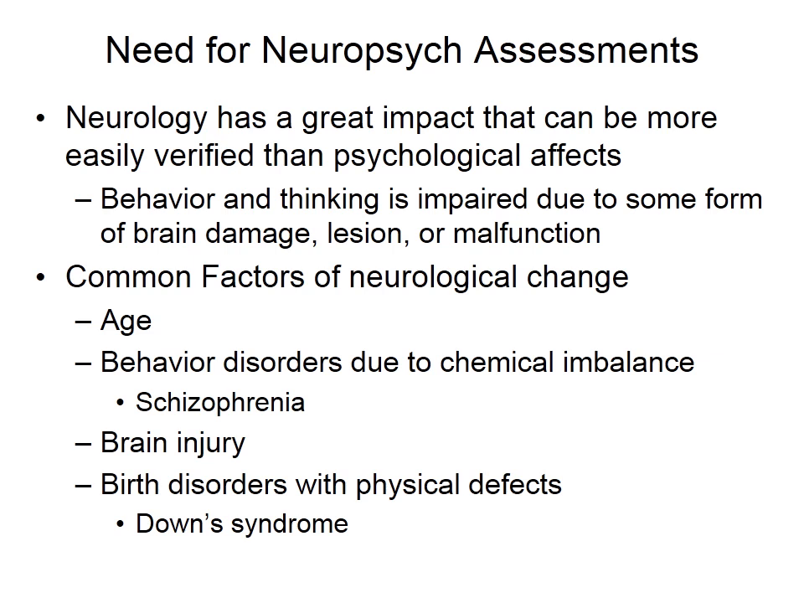So common factors that we know result in neurological change, like I said, age. So from early childhood through adulthood, there are many physiological changes in how the brain functions, brain development, and also sensory development.